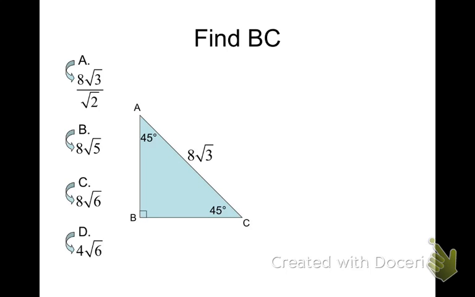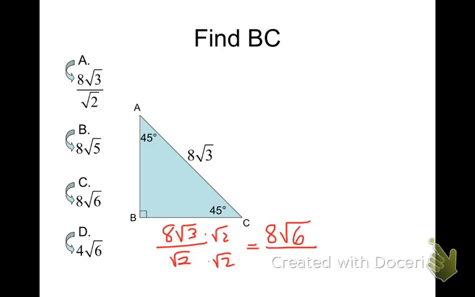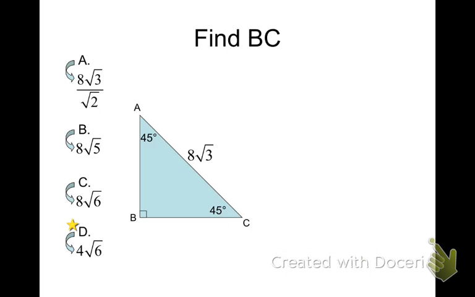Okay, this hypotenuse has a radical in it, 8 root 3. We want to find the leg BC. So what does it look like when we take 8 root 3 and divide that by root 2? When we rationalize, remember your properties of radicals, we can multiply the 2 and the 3 and combine radicals there, all divided by 2. One more simplification, 4 root 6 is going to be the side length for this triangle. So that's answer choice D.